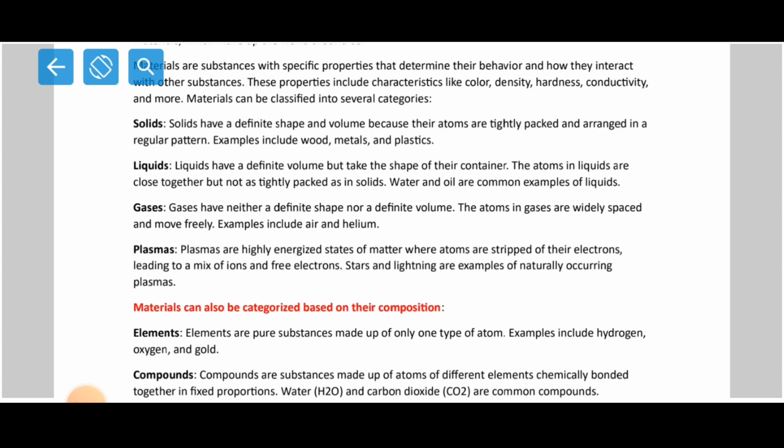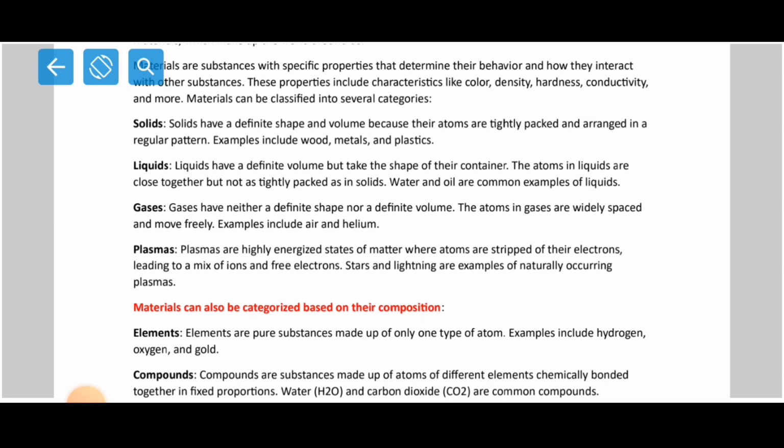The atoms in liquids are close together but not as tightly packed as in solids. The intermolecular spaces between liquid molecules are not so much, nor so little. It comes somewhere in the middle, but not as tightly packed as solids. Water and oil are common examples of liquids, and you know many other examples.